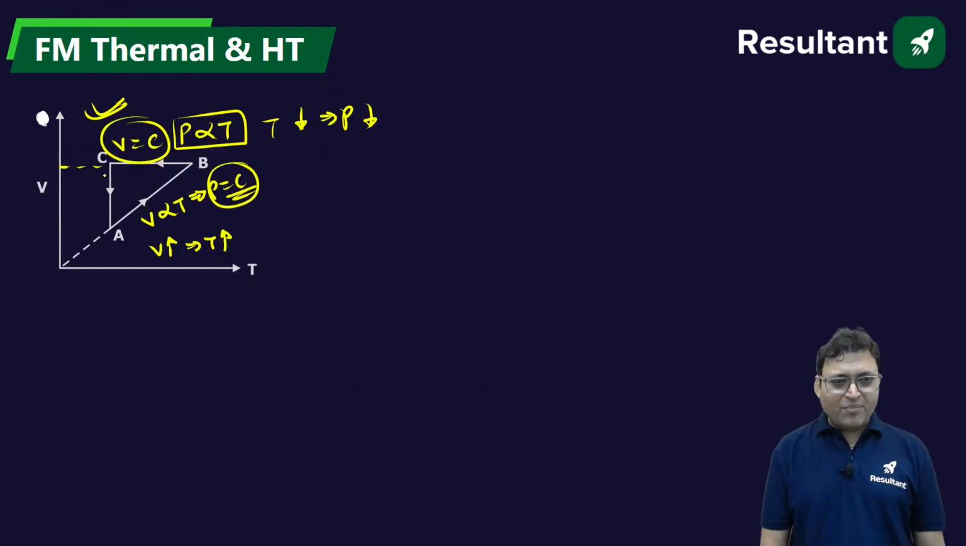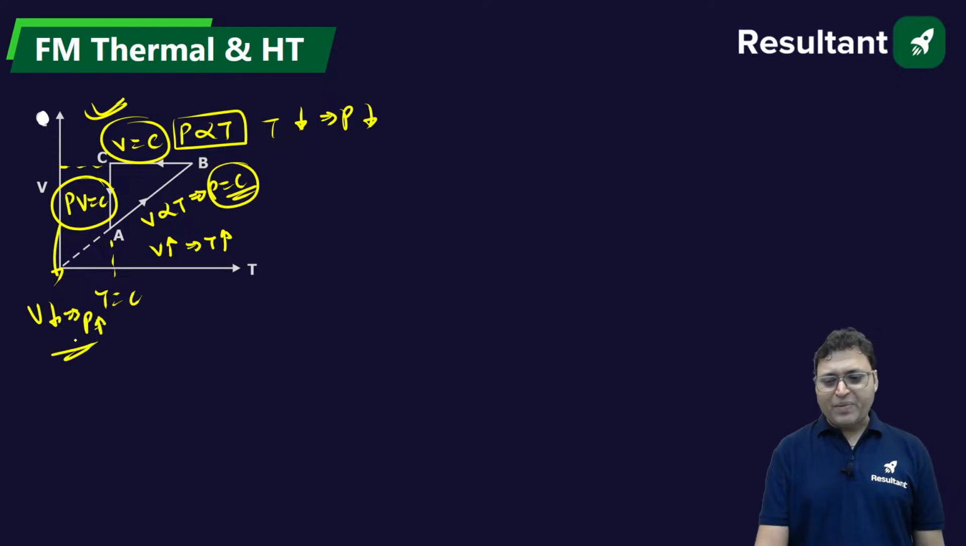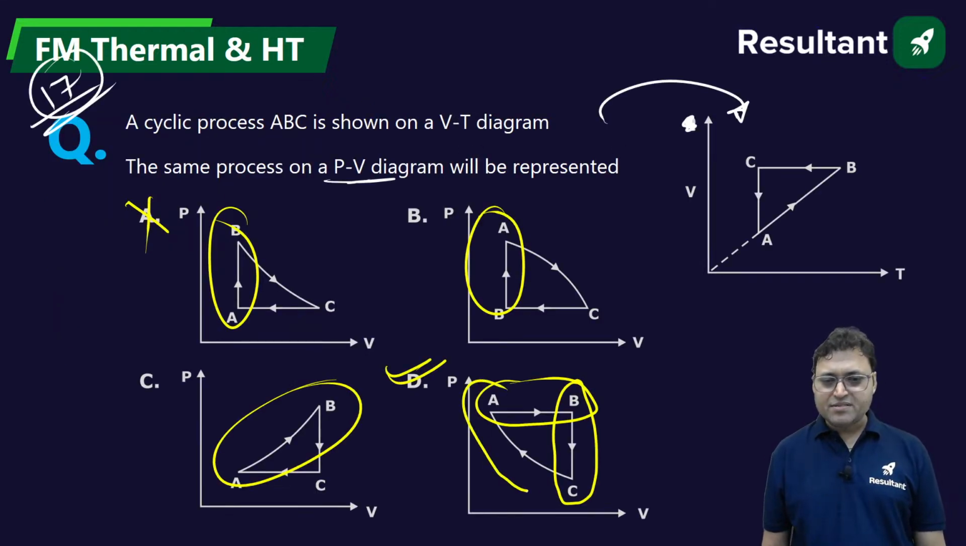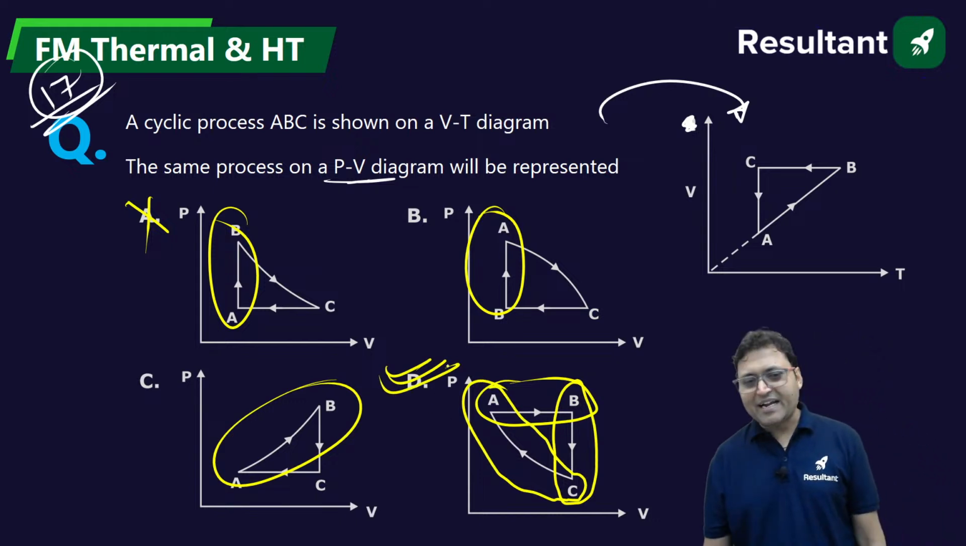What about C to A? C to A is constant temperature. It means PV is equal to constant. It is isothermal. PV is constant. And because volume is decreasing, then pressure will increase. So pressure will increase and volume will decrease. So D will be the correct answer.